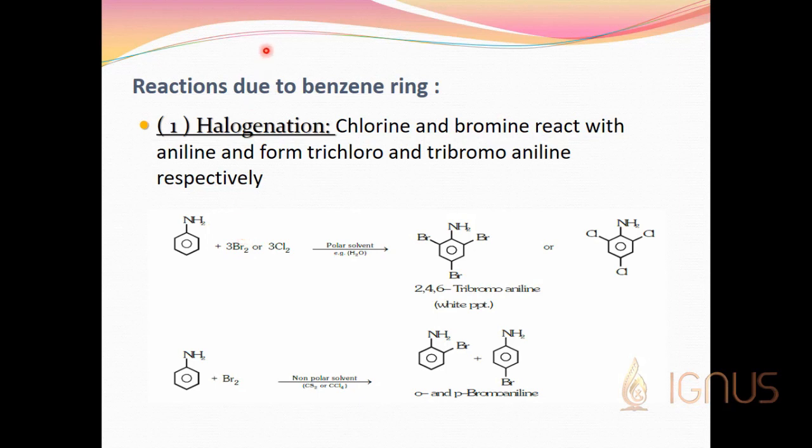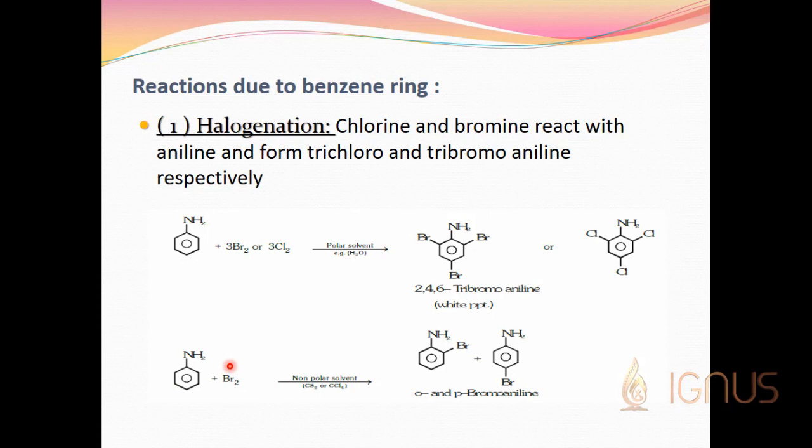Next, reaction due to benzene ring. This is very important. First, halogenation reaction. Chlorine and bromine react with aniline to form trichloro and tribromoaniline respectively. If you are treating aniline with bromine in a polar solvent, remember it should be a polar solvent like H2O or methanol. You will be getting tribromo or trichloro product. All ortho para positions are filled.